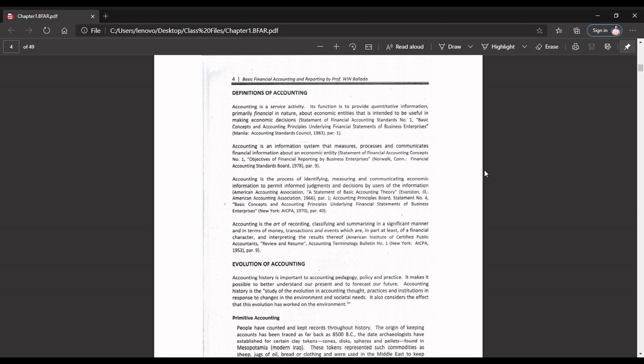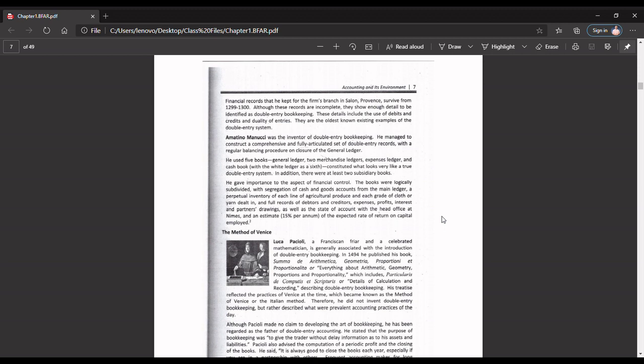Accounting is the art of recording, classifying, and summarizing in a significant manner and in terms of money, transactions and events which are, in part at least, of a financial character, and interpreting the results thereof.